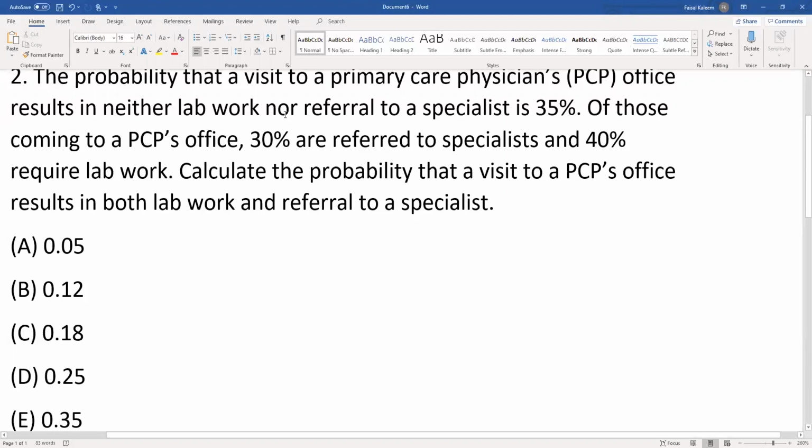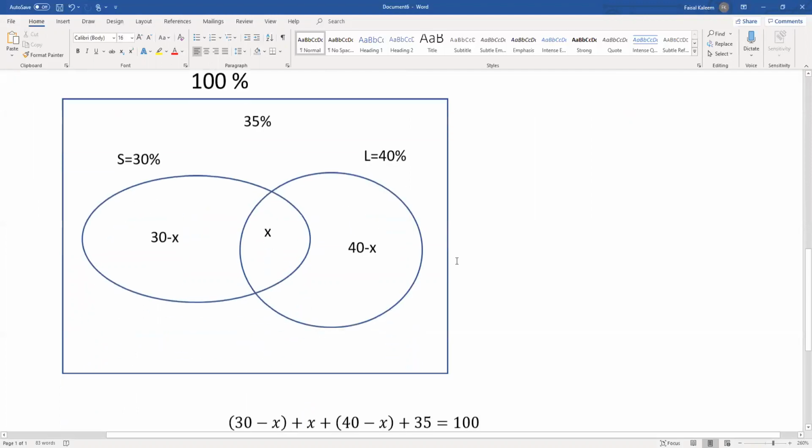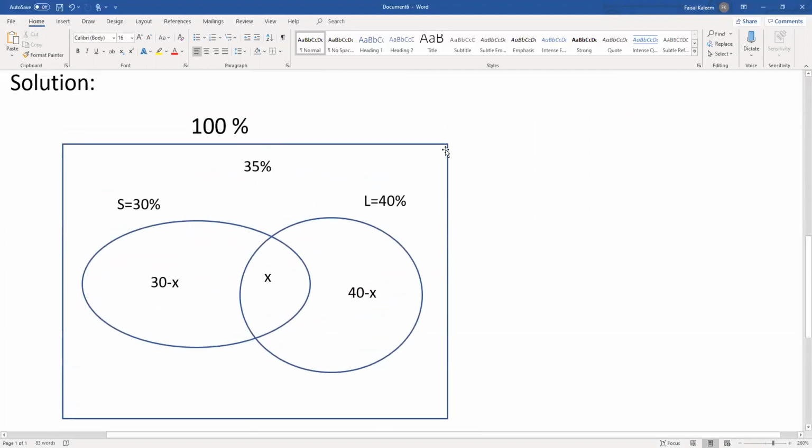In this case, we can still use that formula a couple of times to get around this problem of neither lab work nor referral. But there's another method which is sometimes easier in these problems, and that is the method of Venn diagrams. So let's do that in this one. What we do in this method is we first draw a big rectangle that represents our whole universe. So that's the 100%. 100% is the area of this whole box.